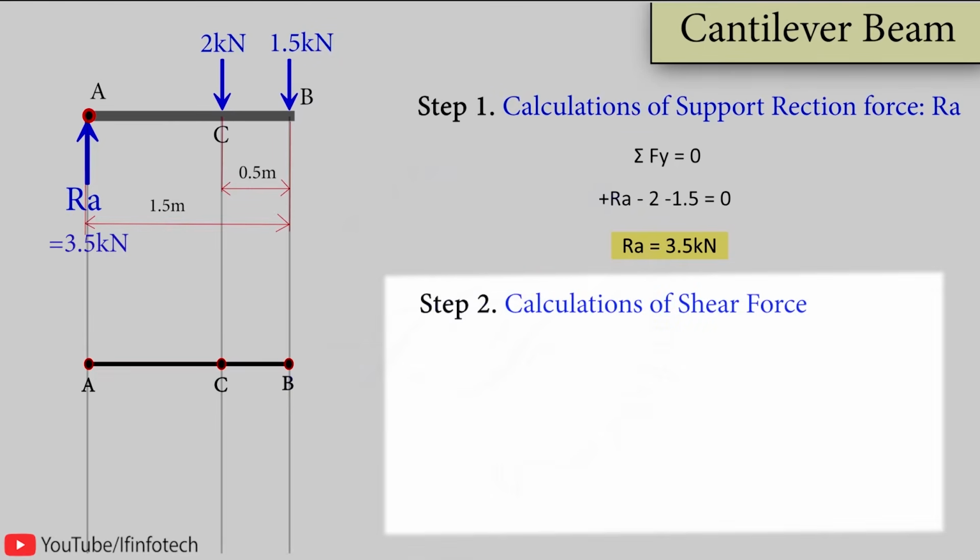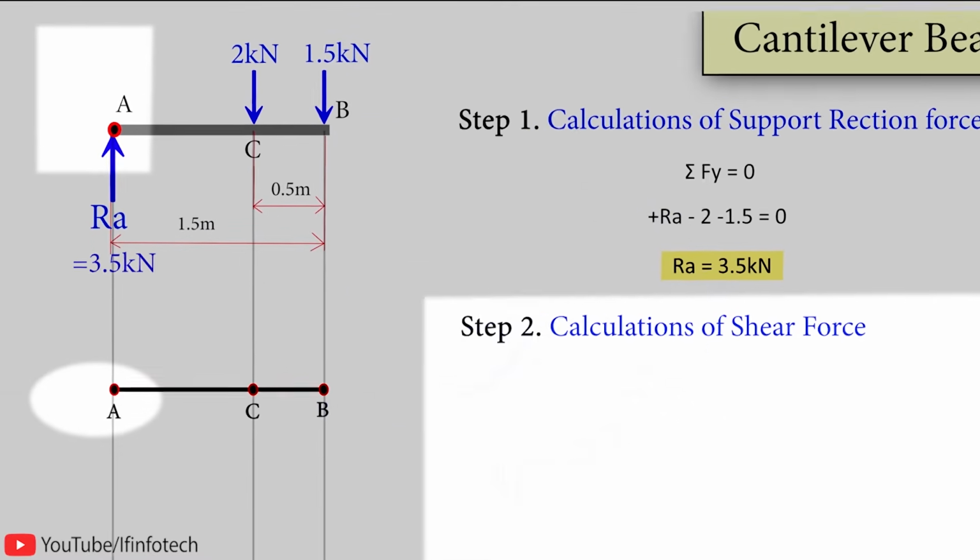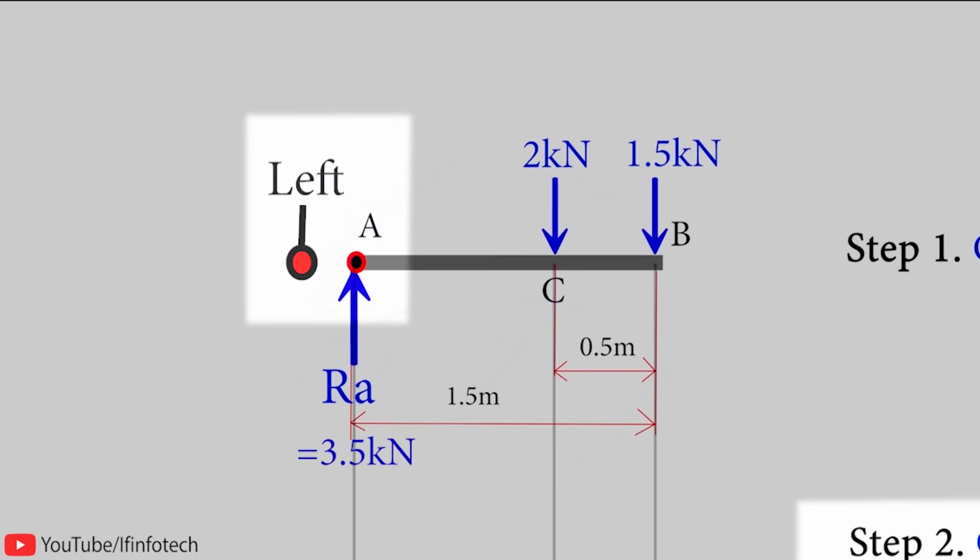Now step number 2 is shear force calculation. In case of shear force calculation, we need to have sign convention. So here sign convention is upward forces treated as positive and downward forces treated as negative. Now for cantilever beam, we should start shear force calculation from left hand side. So to calculate shear force at point A, first I take the section to the left of point A, that is SF at A to the left.